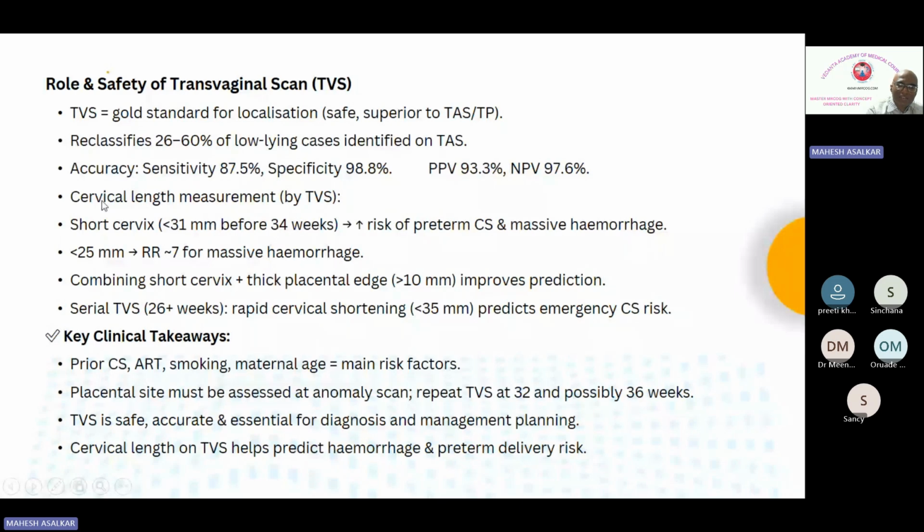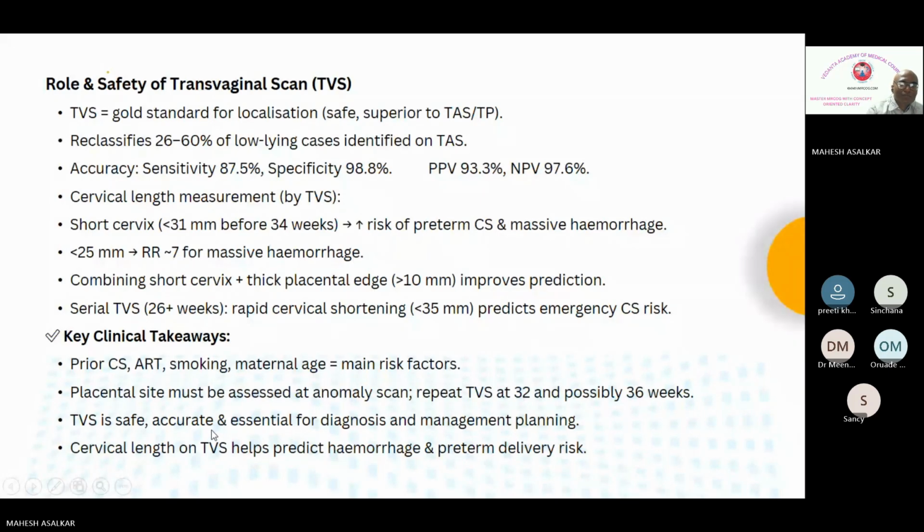We have also seen that the cervical length measurement has significance in placenta previa. If you have a shorter cervical length, there is an increased risk of preterm caesarean section and massive hemorrhage. If your cervical length is less than 25 millimeters, the relative risk is around 7 for massive hemorrhage.